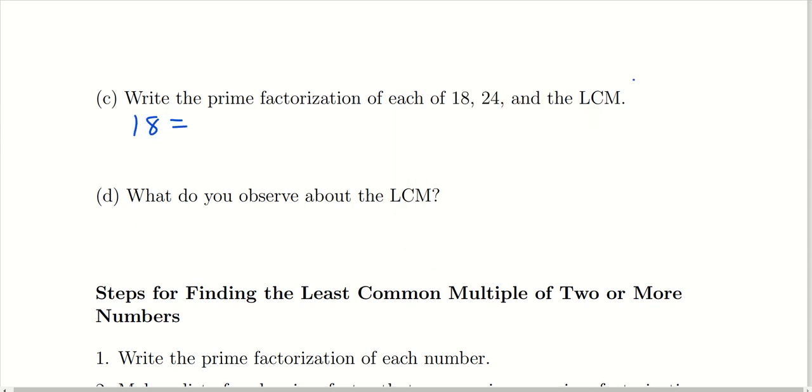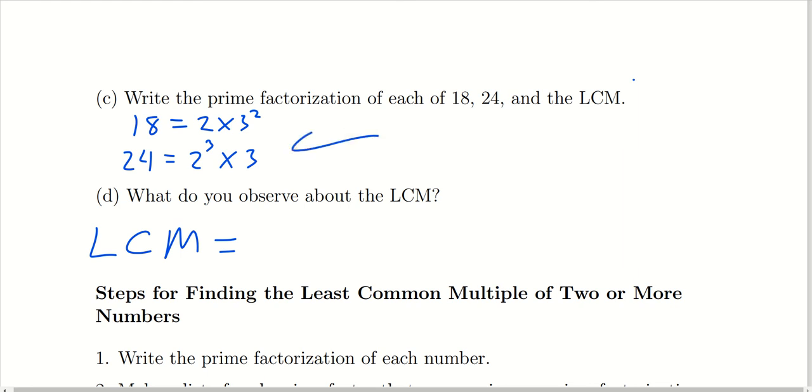18, if you do your factor tree, you should get 2 times 3 squared. For 24, that's going to be 2 to the third times 3. In order to find the LCM, here's how it's going to work. For the LCM, we just take any prime that appears anywhere. So if a prime appears, even if it's just in one of the numbers, if you see a prime appear in any of the factorizations, then it's going to appear in the LCM. So the LCM is going to have both 2's and 3's in it.